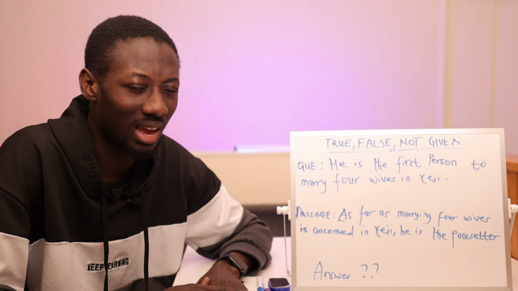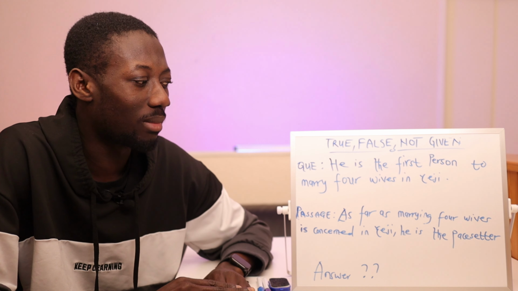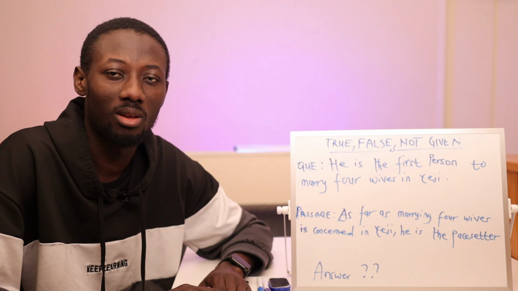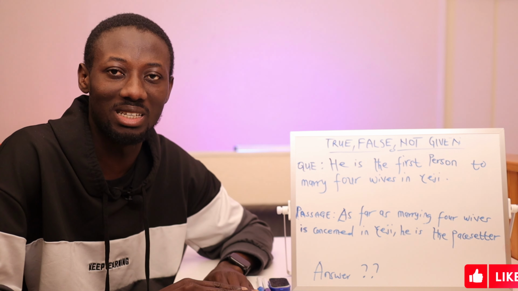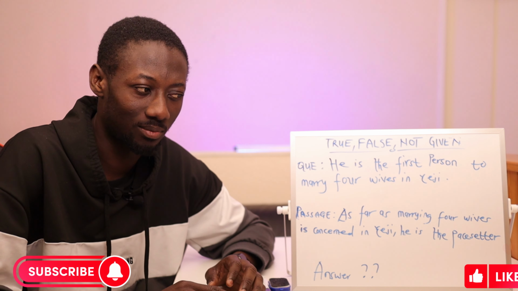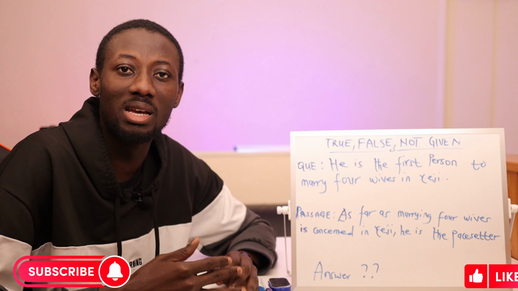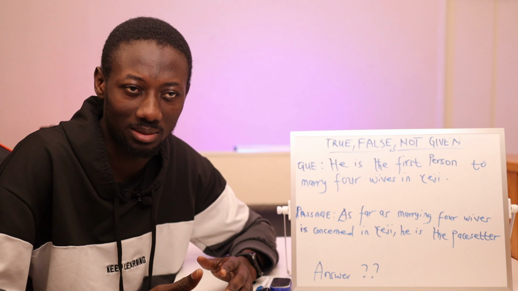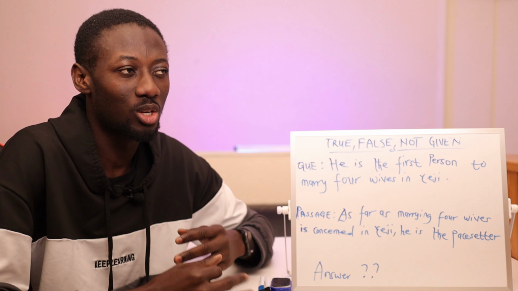Then you go to the passage, and what you saw in the passage was that as far as marrying 4 wives is concerned in Yeji, he is the pace setter. Now, IELTS is an English test, so you need to understand the meaning of the word pace setter. Pace setter means someone who is doing something for the first time. The first person to do something is the pace setter. He is setting the pace for others to follow. So he's the pace setter.